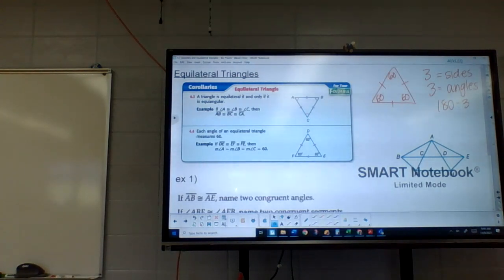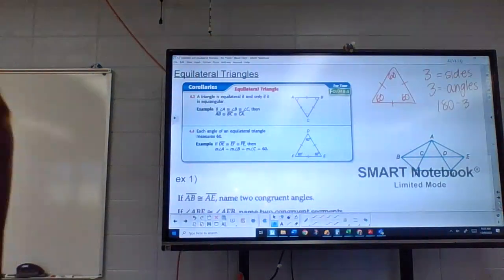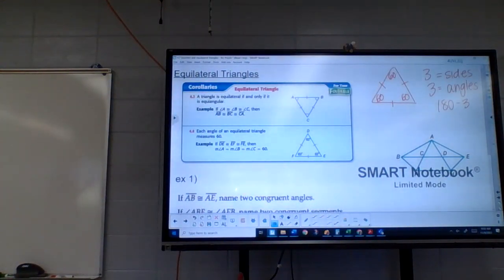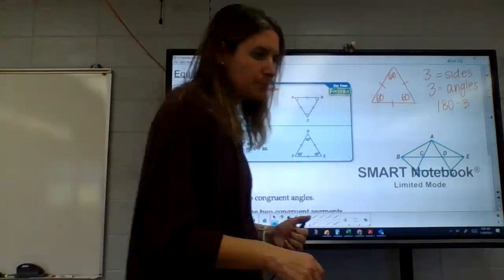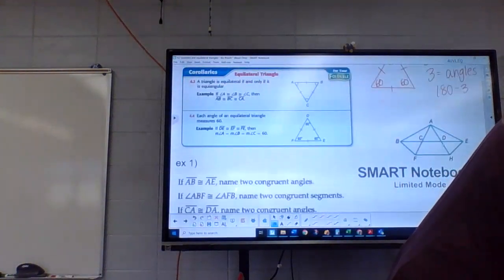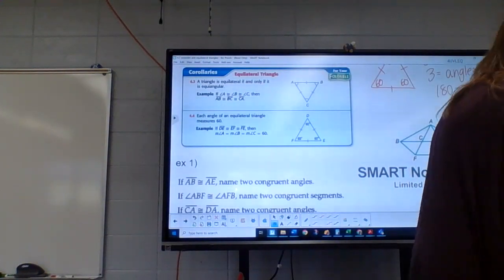So equilateral are kind of nice because if you know the angle has to be 60, there's not a ton of options for what else it could be. So this next example we're going to do here, we'll do this and then we'll take a break.